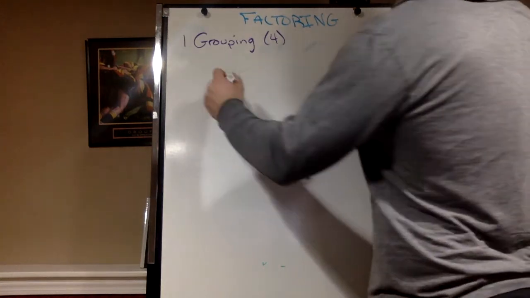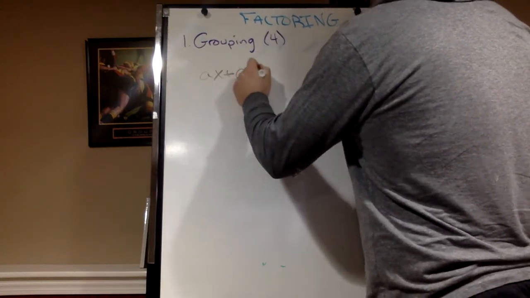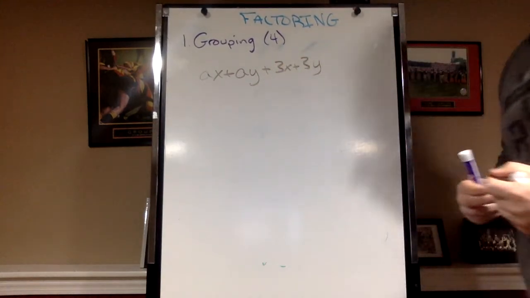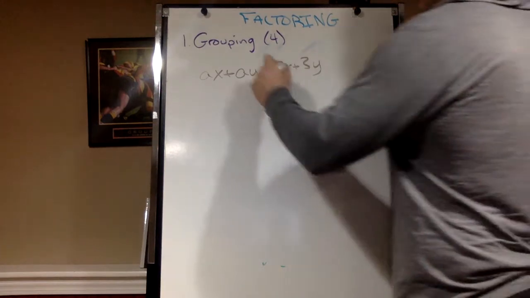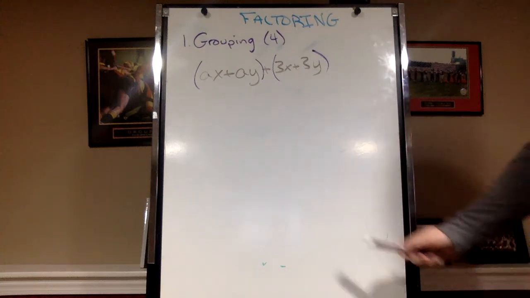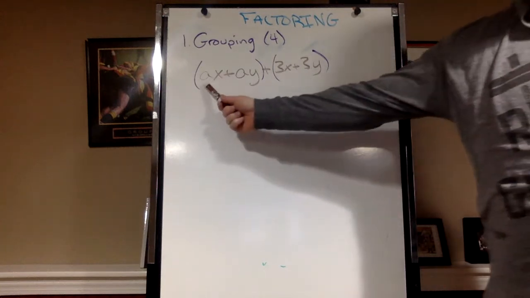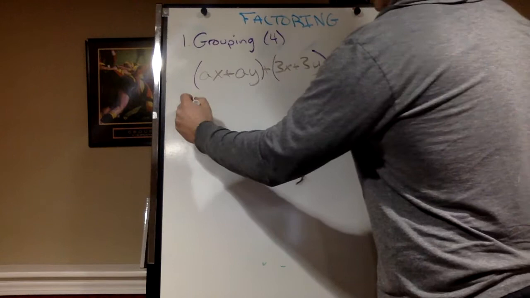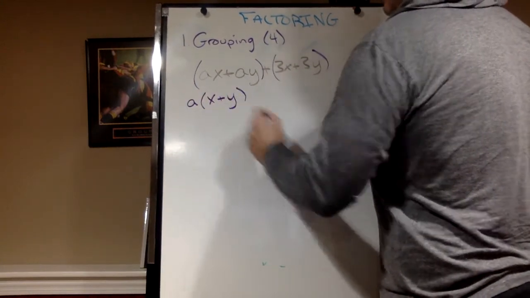So let's look at one like this. AX plus AY plus 3X plus 3Y. Now, in math, we need grouping symbols to group, and that's normally parentheses. So I group them in pairs, and I look for the GCF. That's why we did GCF first. GCF of AX and AY, well, what do they both have in common? An A. So we pull it out, and that leaves X plus Y.